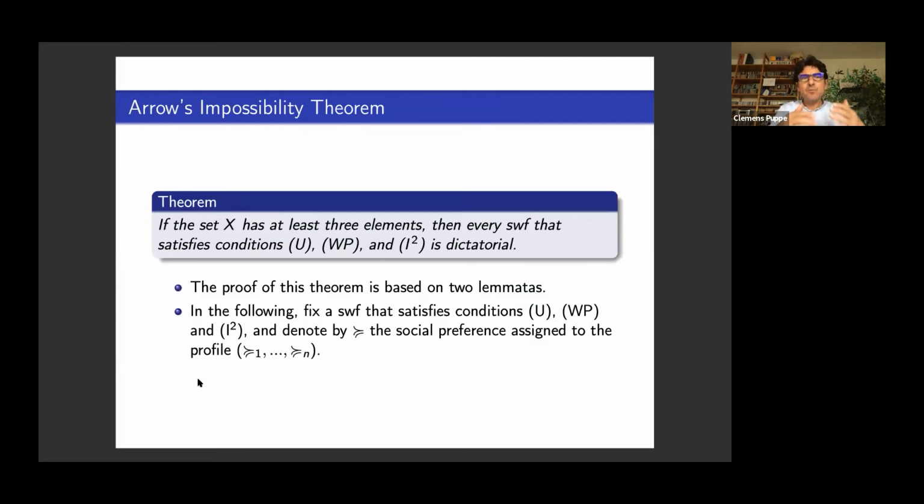And then we have the theorem now, and now we have really a mathematical theorem which we can prove if time allows. No, probably not. But now we have a mathematical statement, namely, if the set of candidates has at least 3 elements, then every social welfare function that satisfies condition U, weak Pareto, binary independence, is dictatorial. That's the Arrow theorem.